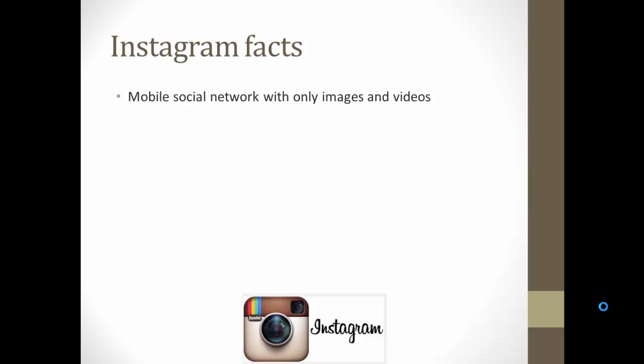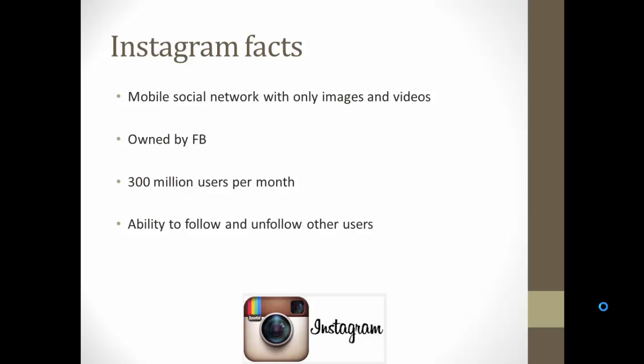So you probably know it's a social network. It runs on mobiles, and it's only got images and videos, so you can't put any text in there like you do with Facebook. It is owned by Facebook. It's got approximately 300 million users per month. That was the number as of 2015. Not sure if that's gone up recently, but at any rate, it's got a heck of a lot of users going in and enjoying the pictures and interacting with each other.